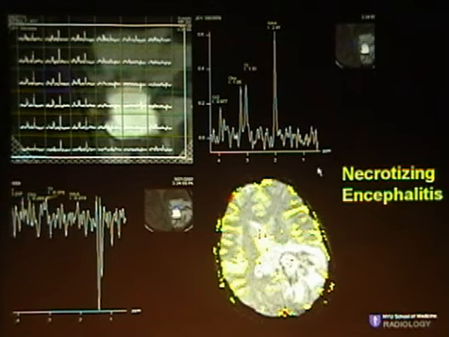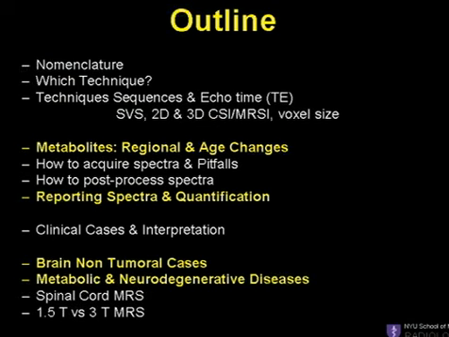So this ended up being necrotizing encephalitis on biopsy. If this was a high-grade glial tumor, an infiltrating tumor, the choline levels in the peritumoral area would be markedly elevated. And certainly in the area of abnormal T2 signal, the choline will be elevated. So this is one way where we can differentiate these two pathologies.